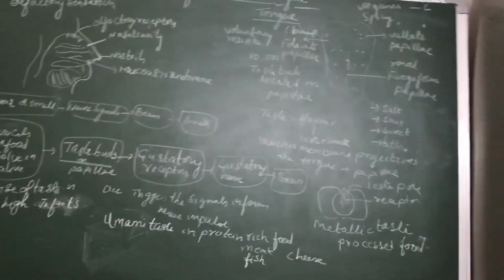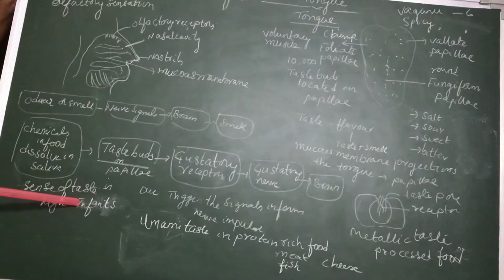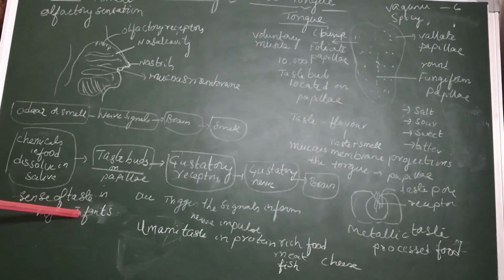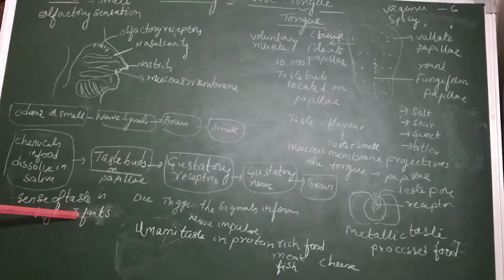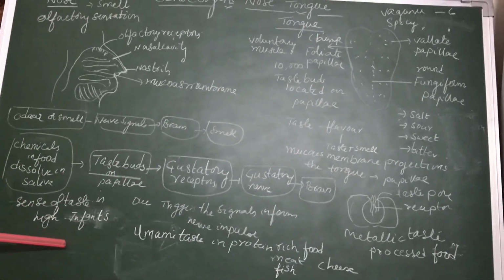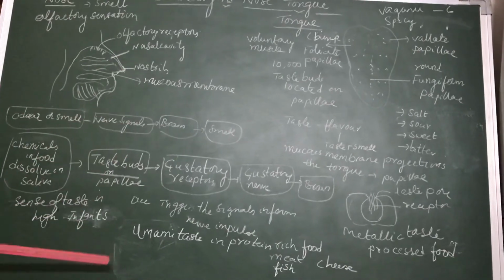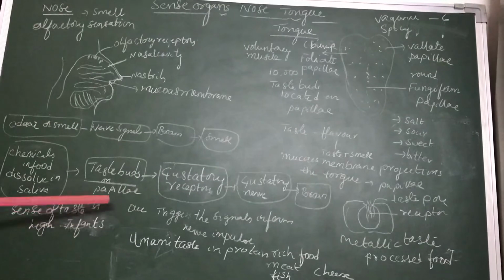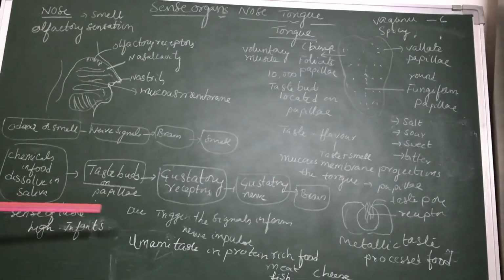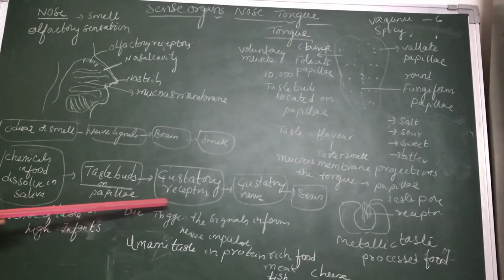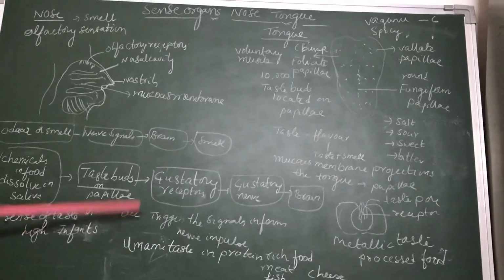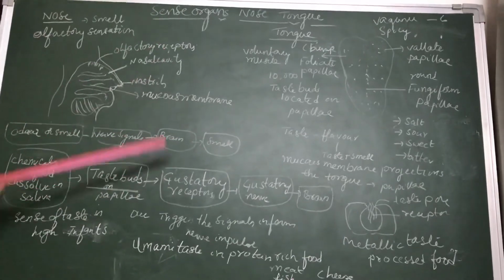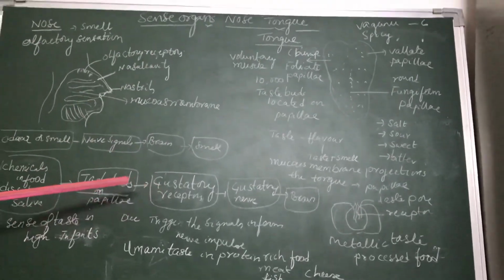Not only that, the sense of taste is very high in infants. Small children like to eat very tasty food and like to taste all varieties of food. As we grow, what will happen? The sensitivity gradually decreases. In old age, the sensitivity decreases gradually. That's why you have seen your grandparents complaining that the food has lost its taste. Why? Because the sensitivity of taste buds gradually decreases as age advances.